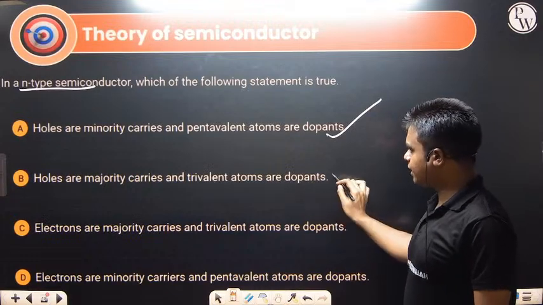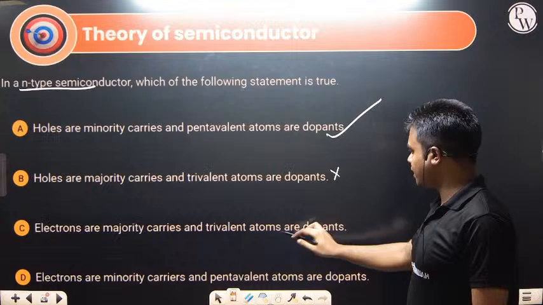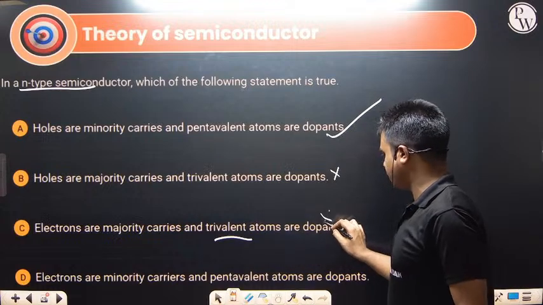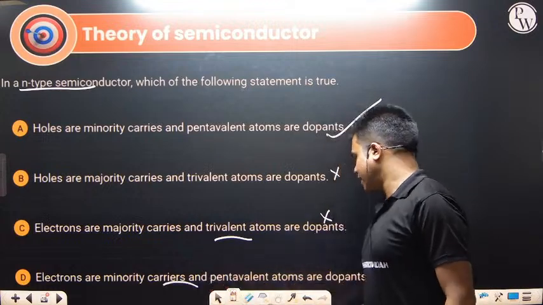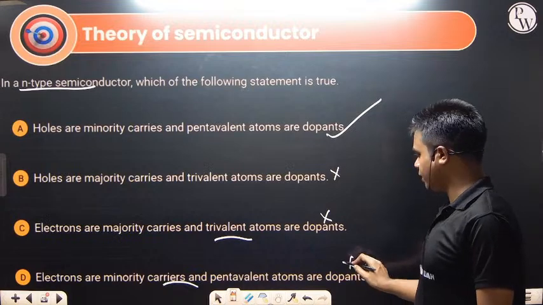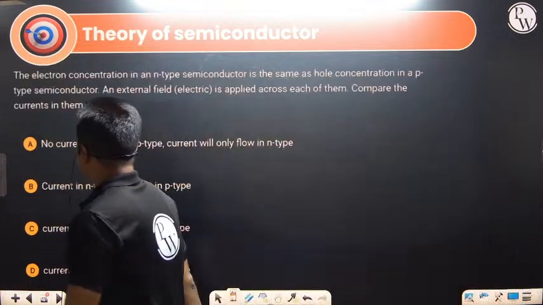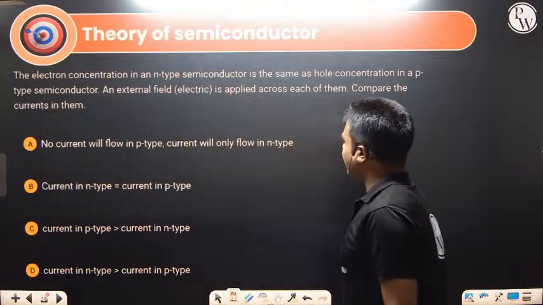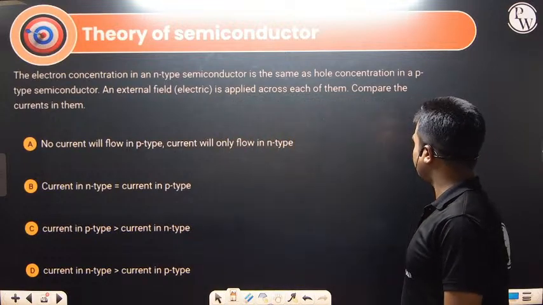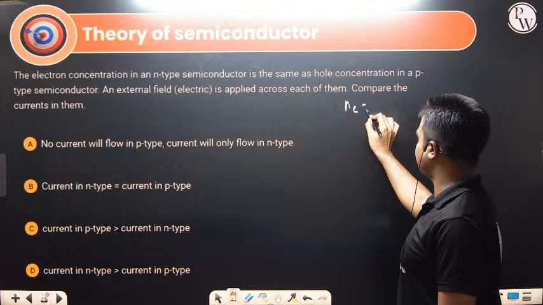Holes are the majority charge carriers. No. Electrons are majority charge carriers and trivalent, no, pentavalent, right? Electrons are the majority carriers and pentavalent atoms are dopants. No, it is majority, right? The electron concentration in n-type is the same as the hole concentration in p-type. So Ne is equal to Nh.